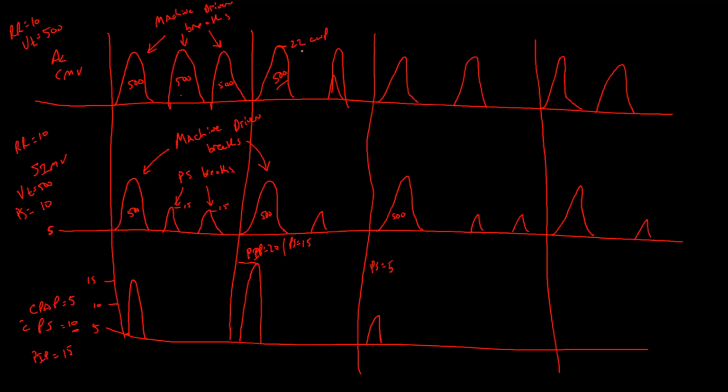If I wanted to mimic that pretty close going to CPAP, I could say, okay, peak pressure was 22. 22 minus 5 equals 17. That means I'm going to set my pressure support at 17.